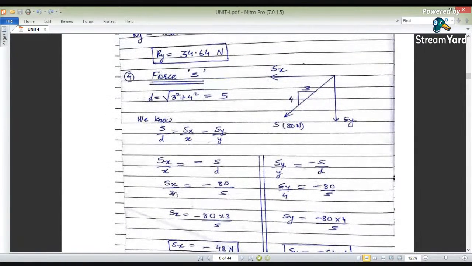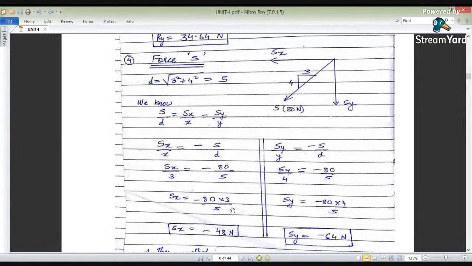So here Sx, by simple cross multiplication, what is the force Sx? By simple calculation it comes out negative. Therefore this direction is also the left side, which itself indicates its direction as negative. So Sx is equal to minus 48 newtons.